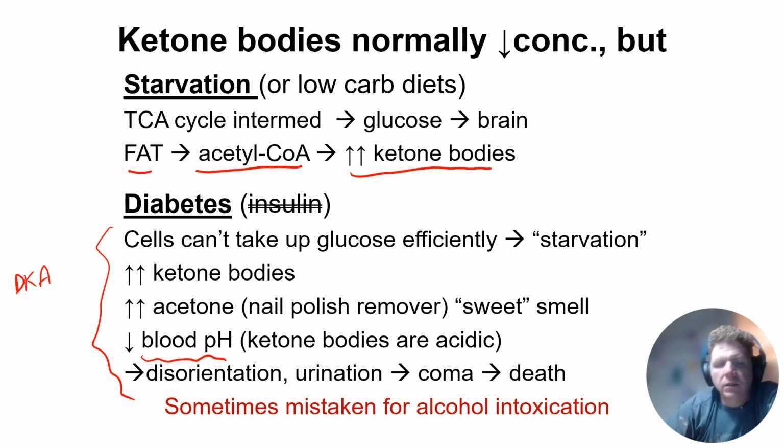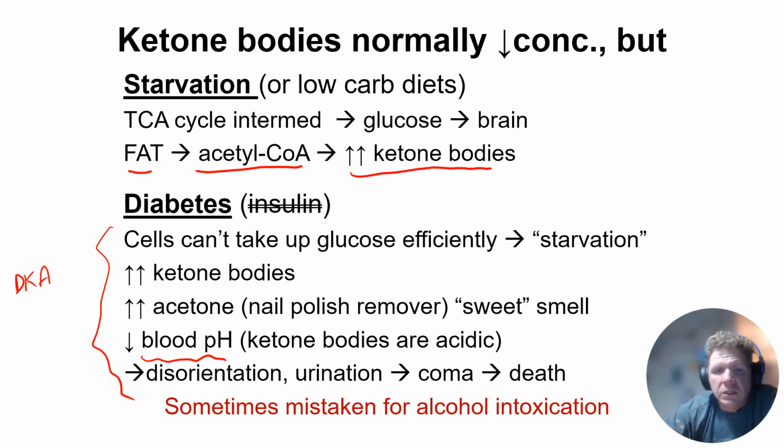Now, with that said, this unchecked or unmonitored diabetes can lead to a decrease in blood pH and an increased concentration of ketone bodies and acetone. This can lead to disorientation, urination, and incontinence, ultimately leading to a coma and potentially death.